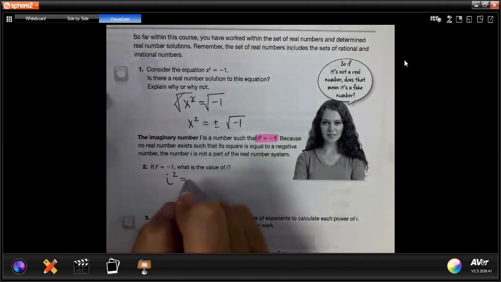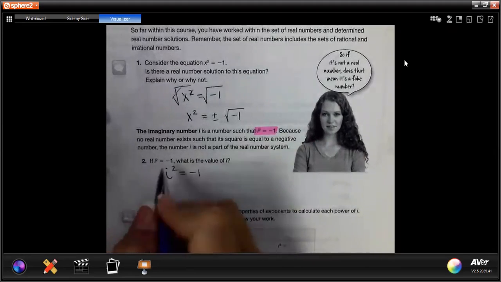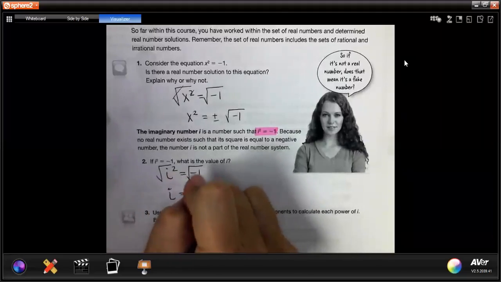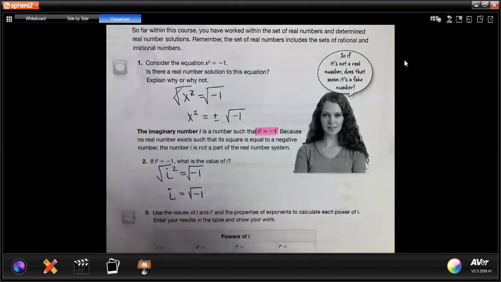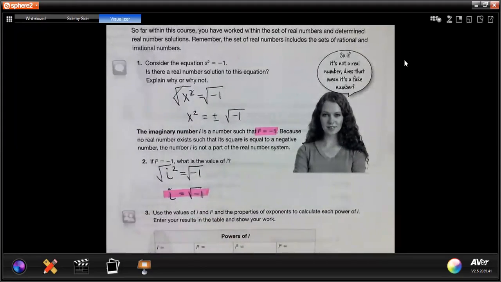If we consider that to figure out what i is, we would take the square root of both sides here. And so i is equal to the square root of -1. Those are the two that you really need to know: i is equal to the square root of -1, and i squared is -1.